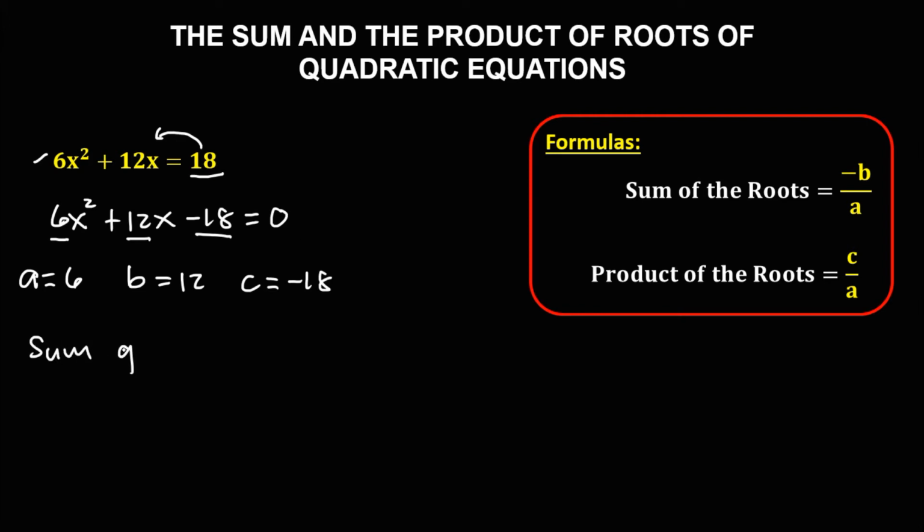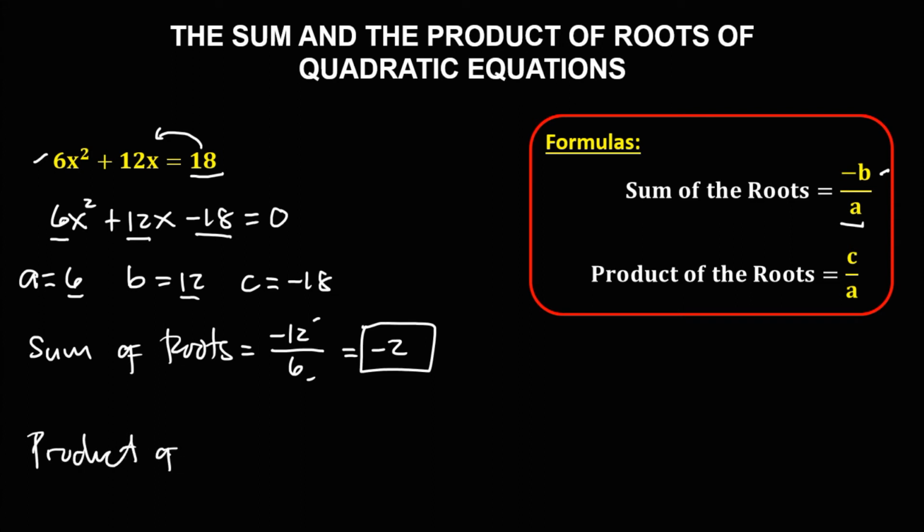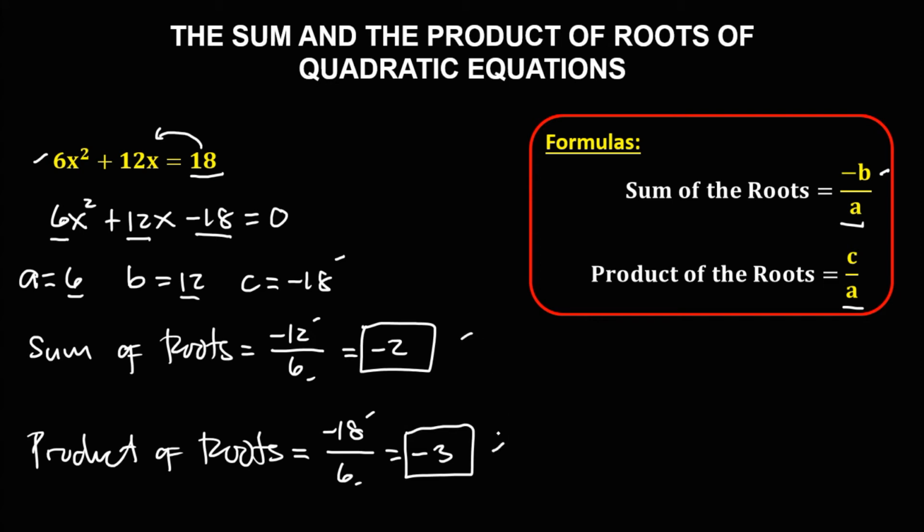Then to solve for the sum of the roots, we have negative b, so negative b is negative 12 over a is 6. Then negative 12 divided by 6 is negative 2. And for the product of the roots, from this formula we have c over a, c is negative 18, and a is 6. So negative 18 divided by 6 is negative 3. So these are the sum and the product of the roots.